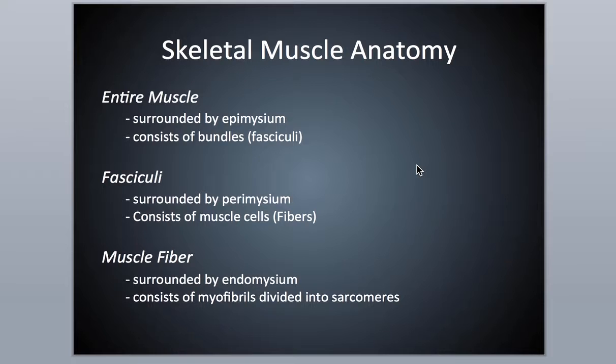These fasciculi are then surrounded by another layer of tissue known as the perimysium. Basically, these are just layers of connective tissue, muscle tissue, connective tissue, muscle tissue. And then that's when we get into the fibers themselves. Now the muscle fibers are going to be surrounded by the endomysium. And these are going to consist of myofibrils, and they are going to be divided into what's known as sarcomeres.